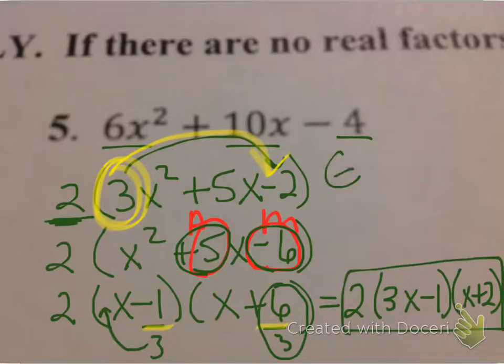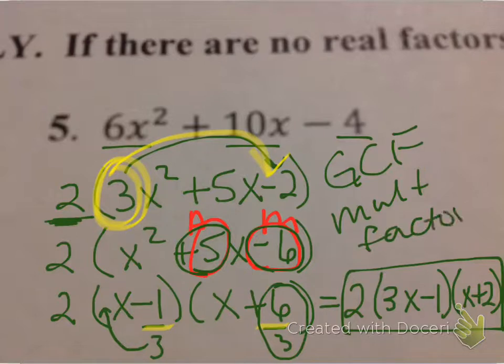So you have to take the greatest common factor out first, then you have to multiply the first term to the last, and then you have to find the factors that work. This has a lot of steps, that's why it's worth 4 points.